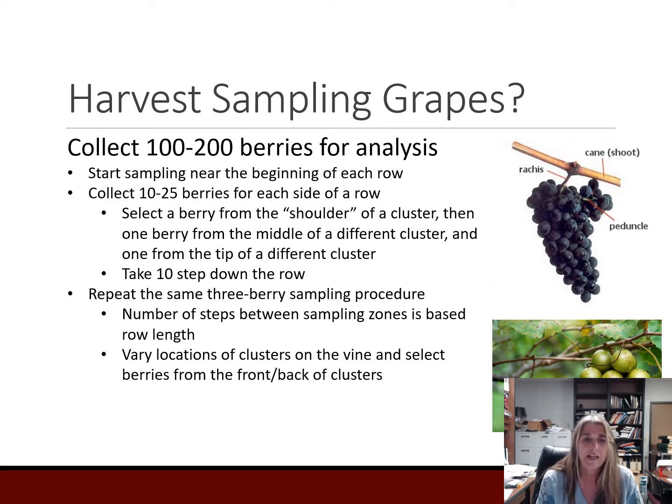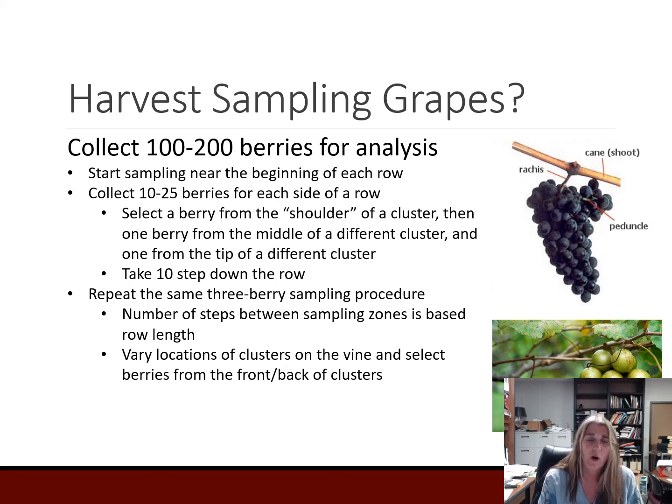So you'll repeat the same three berry sampling procedures. You take a number of steps between the sampling zones. It's really based on the row length. So you're going to take X number of steps and sample again, and X number of steps and sample again. It really depends on how long the row is, how many rows you have, and so on. And you want to vary these locations of the clusters on the vine and select berries from both the front and the back of the cluster. You will also want to make sure that you're not just harvesting berries that are out in the sun, because those are going to be riper than the berries that are in the shade.